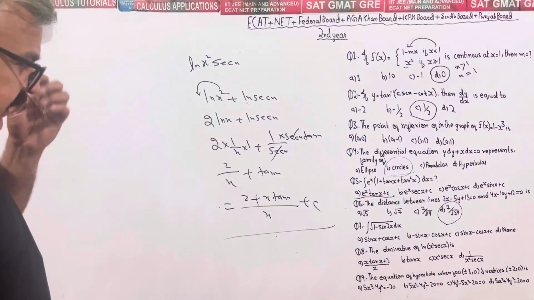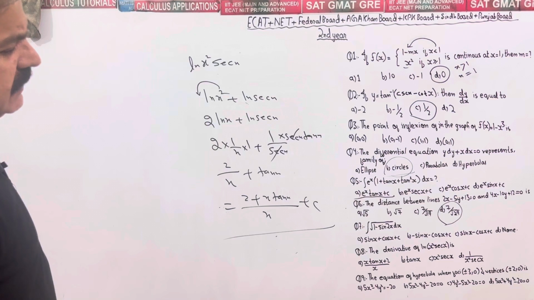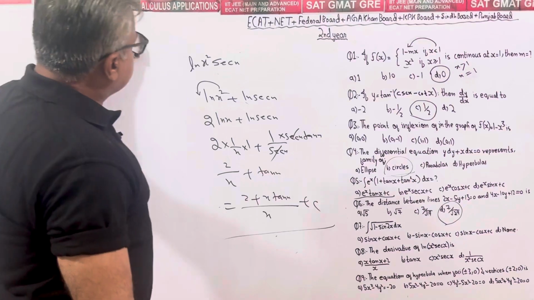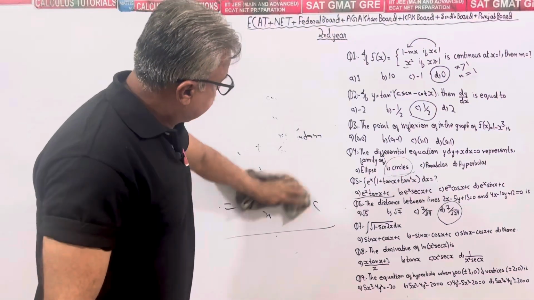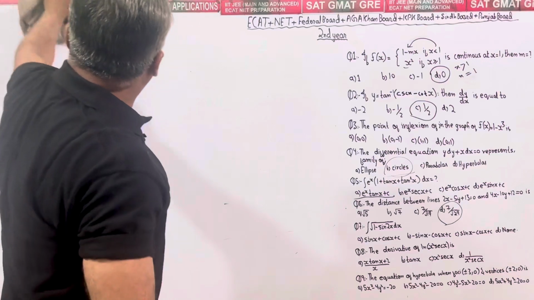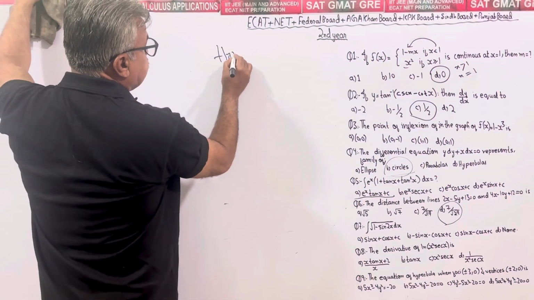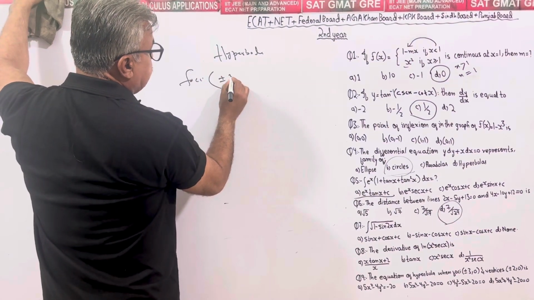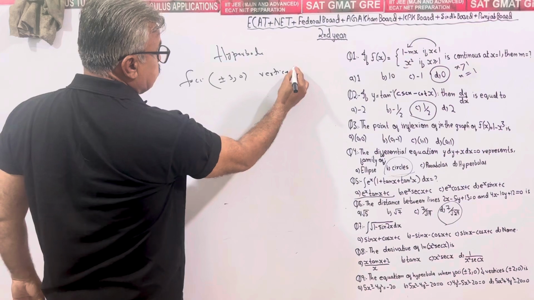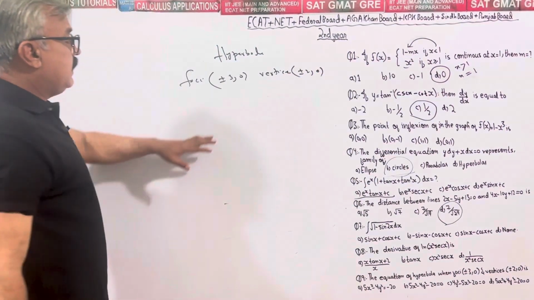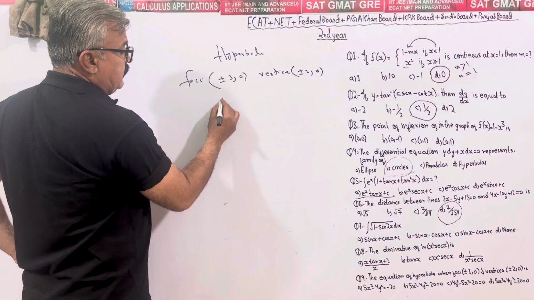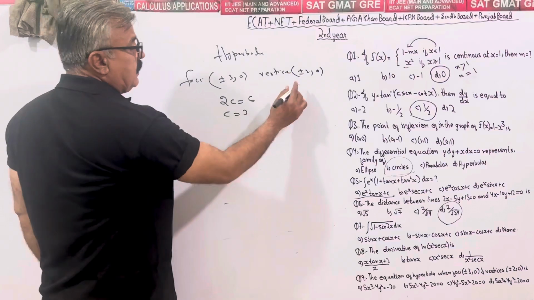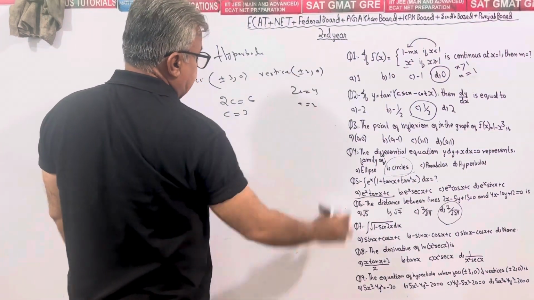Final question: find the equation of hyperbola when foci are at plus minus 3 comma 0 and vertices at plus minus 2 comma 0. Distance between them, if you apply the distance formula, 2c is equal to 6, c is equal to 3, or you can take c is equal to 3 directly. 2a is equal to 4 or a is equal to 2, you can take directly.